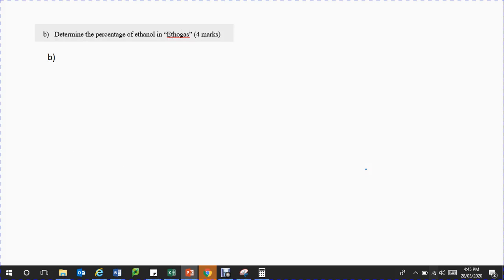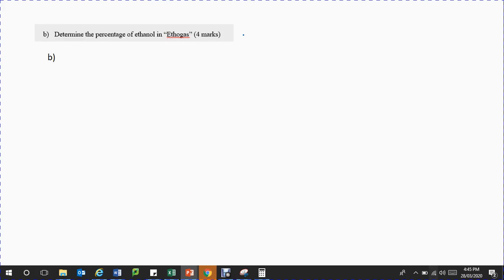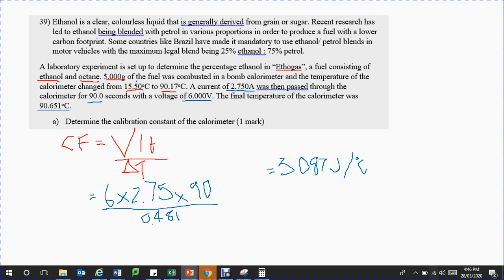Part B was a little bit harder. It says determine the percentage of ethanol in ether gas. So if we go back to the question, it told us that ether gas consisted of ethanol and octane, and we want to work out what percentage of that is ethanol. And we know from the question we've got 5 grams of the fuel.